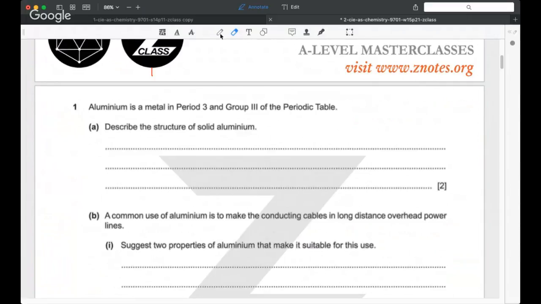And the things that the examiner was looking for was, well, first of all, you had to say that there were delocalized electrons. That was an easy mark. But then the mark that a lot of students didn't get was to say that there was a lattice or a regular or repeating arrangement of cations. So that was the second point there that was much harder for students to get. Those are the 2 points you get for your 2 marks.